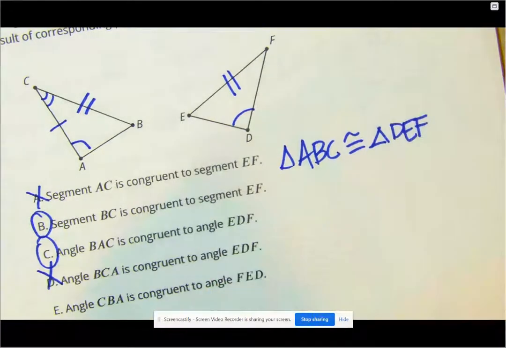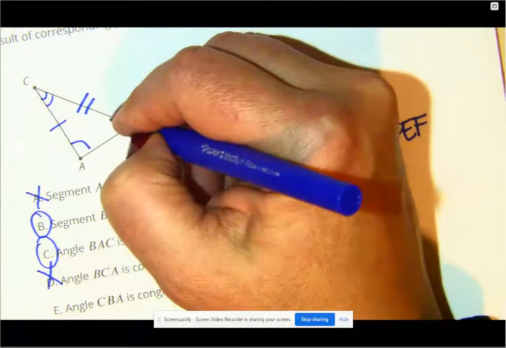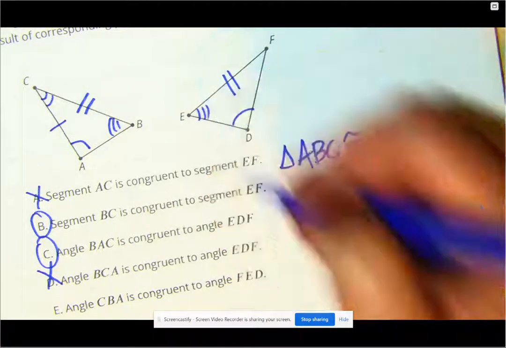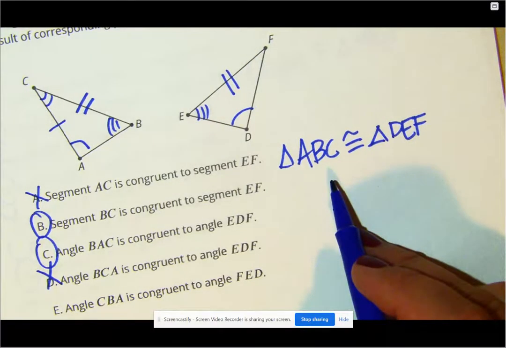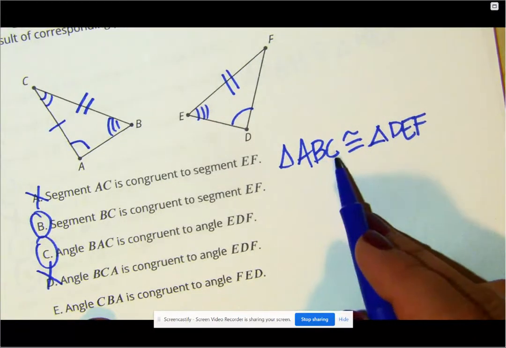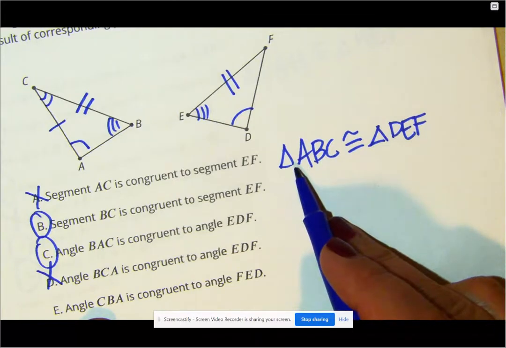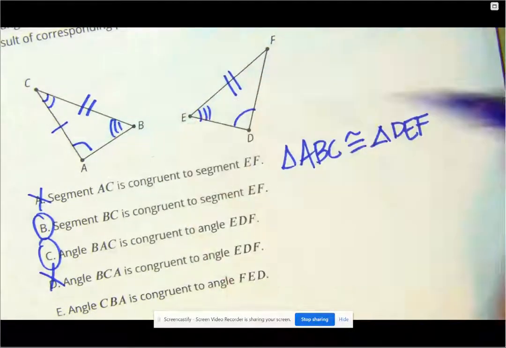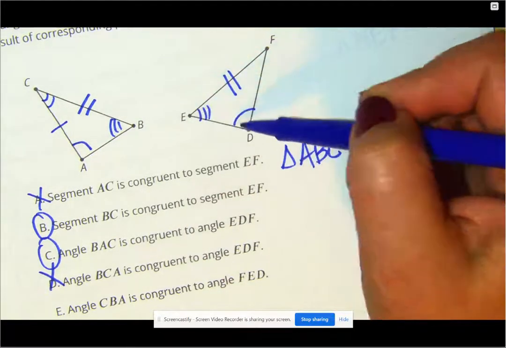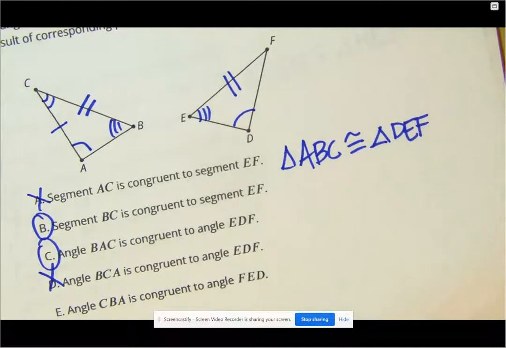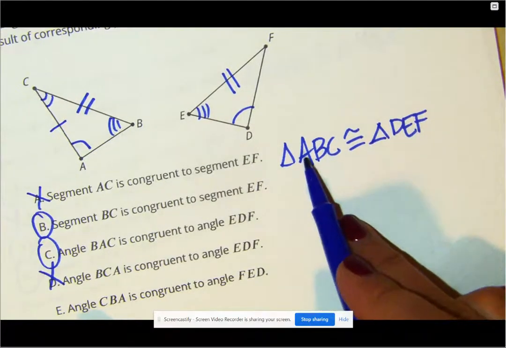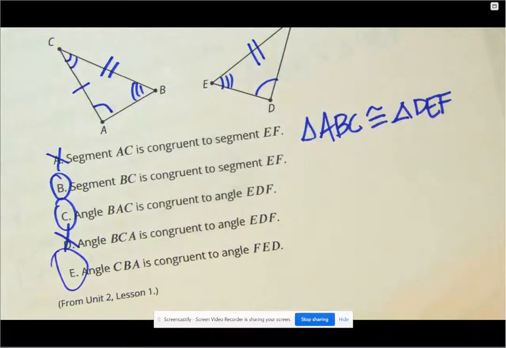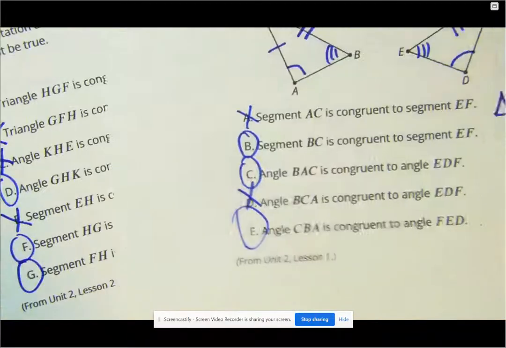No. Angle CBA, that's this angle, is congruent to FED. Let's look at the arrangement of letters. Hopefully maybe you can already tell it's true. Last to the middle to the first. Wait a sec, did Miss Austin do this backwards? CBA, FED. Oh yeah. We're going backwards. CBA, FED. Yes. I don't know why I thought that wasn't right. That's number 6. All right, moving on.